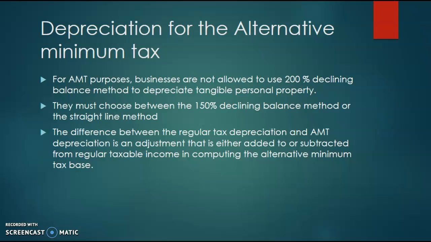The next topic is depreciation for the alternative minimum tax. For alternative minimum tax purposes, businesses are allowed to use the 150% declining balance method to depreciate tangible personal property. They must choose between the 150% declining balance method or the straight line method. The difference between those two methods, the regular tax depreciation and AMT depreciation, is an adjustment that is either added to or subtracted from regular taxable income in computing the alternative minimum tax base.